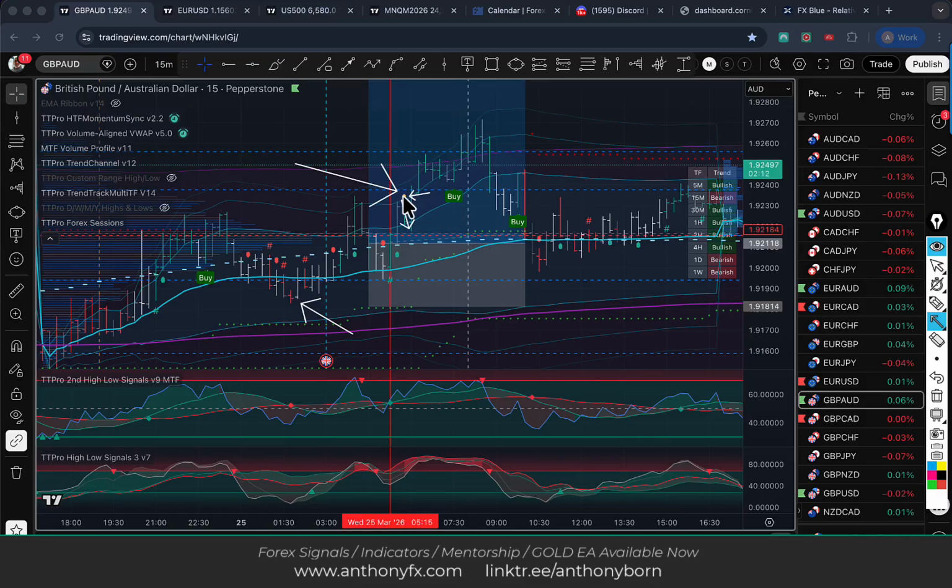I closed 50%. Was it 50? Yeah, it might have been 50 on this one. And then I pulled my stop loss to break even. I just didn't trust the rest of it. As it was, it took my break even stop out right there. And look at the volatility we're up against, guys.